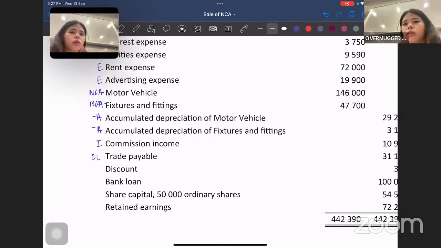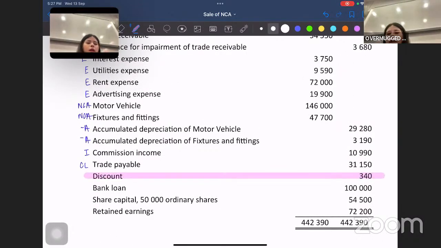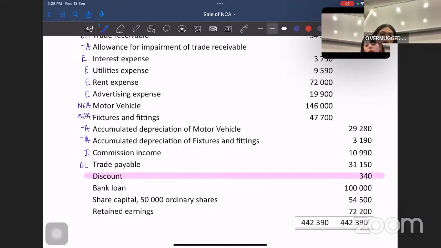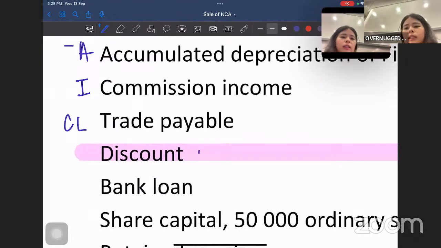Then here, discount, never say properly also. So this discount is sitting at the credit side. Sitting at the credit side means that it is an income. So what type of discount is an income? Where you give or where you receive? Where you receive, okay, because you pay lesser, so it's an income. So for here, this is a discount received, which is an income.